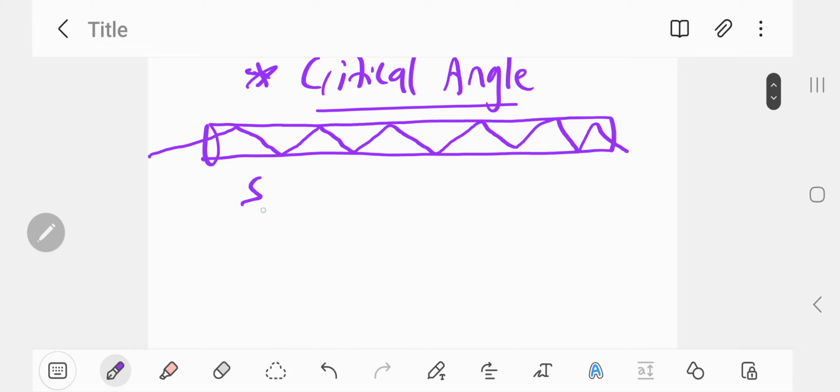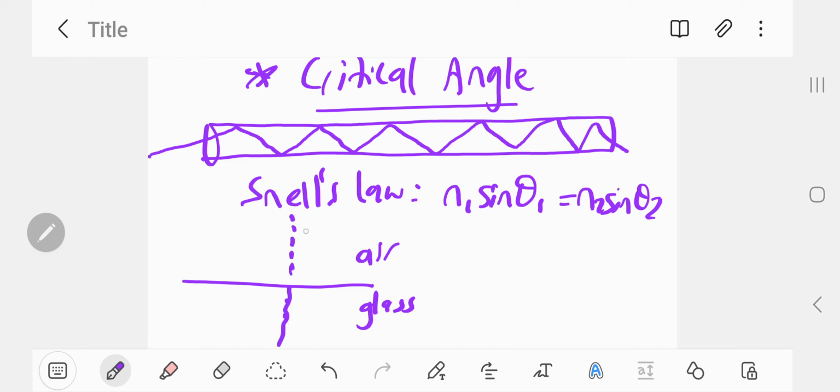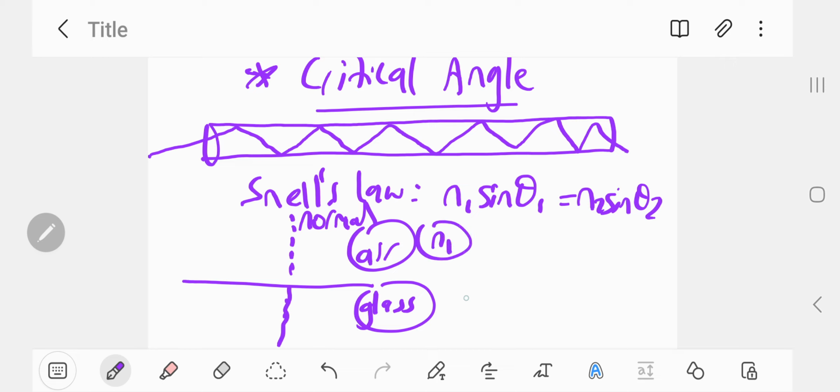So from Snell's law, we know that n sub 1 sine theta 1 is n sub 2 sine theta 2. I'll draw a diagram. Let's suppose that that's air, and that's glass here, and that's the normal. Air has a refractive index, let's say n sub 1, glass n sub 2.